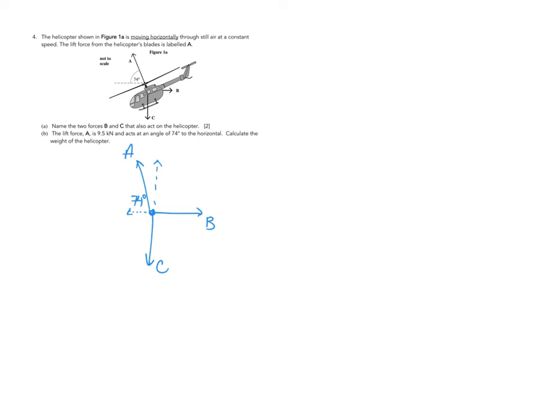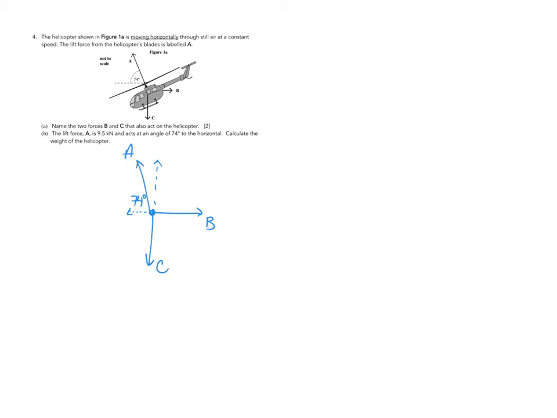Okay, so now part B. The lift force, they gave us a value of 9.5 kilonewtons at the angle to the horizontal. Calculate the weight of the helicopter. Now, since it's moving horizontally, that means I have no acceleration in the vertical direction. And if there's no acceleration, that means the forces must be balanced. So this force due to gravity here must equal this component of the lift force.